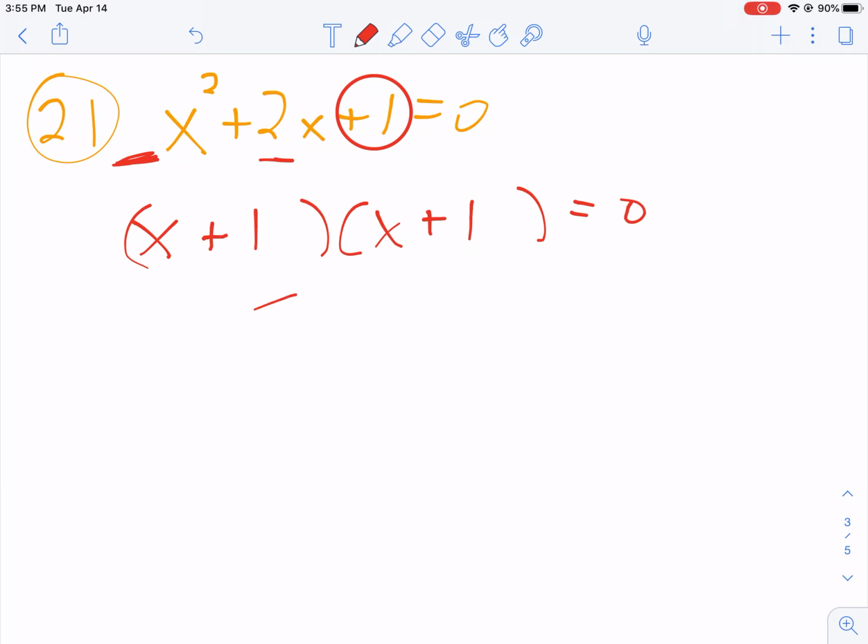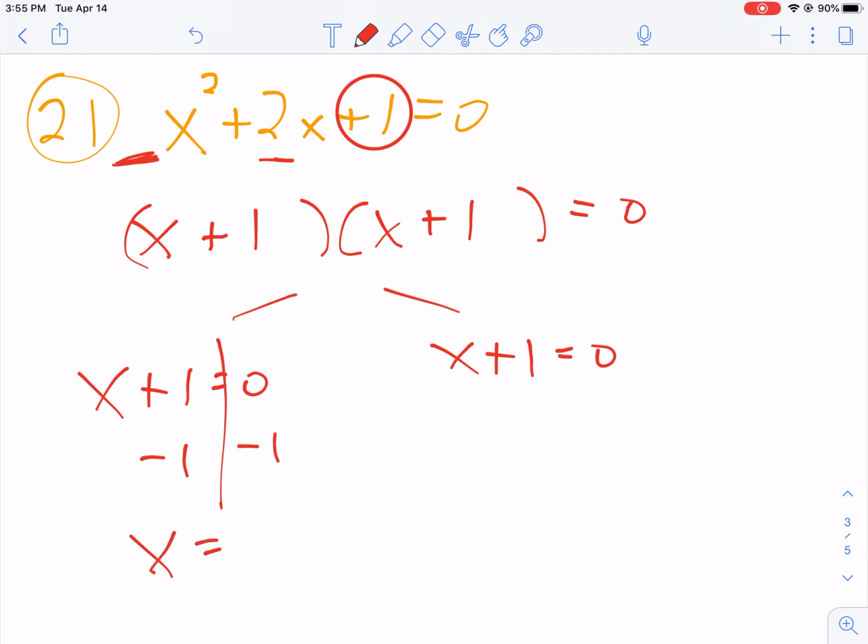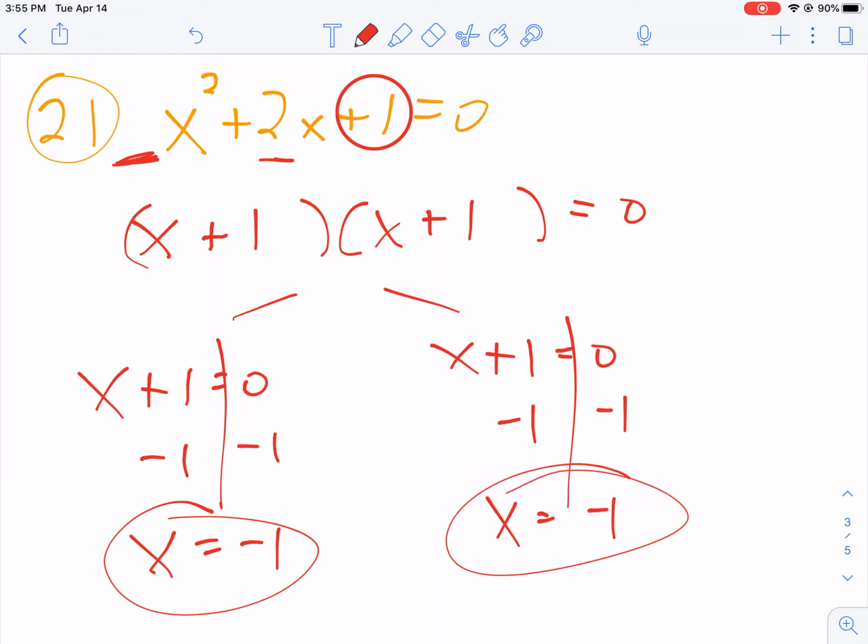So we have to separate these out. X plus 1 equals 0. X plus 1 equals 0. Minus 1. X equals negative 1. And then you'd get the same thing over here. So x equals negative 1 is how you're going to solve number 21. So you just have to factor these out.